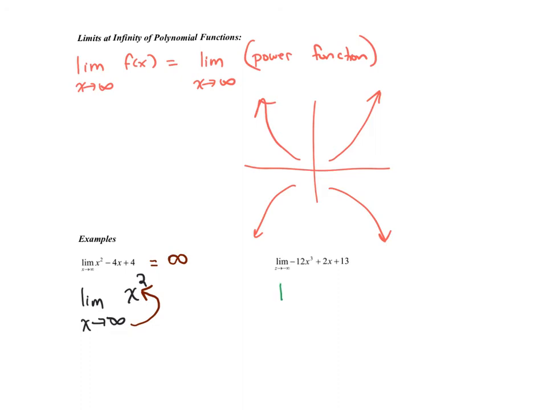If I look at this one, it says the limit as x goes to negative infinity. Now this is going to be negative 12x cubed because I just look at the leading term, the power function. So if I plug this in here, then I'm getting negative 12 times a really, really, really big negative number to the third power. Now, if I take a negative number cubed, it's still going to be negative. So negative 12 times a really big negative number is going to be a really big positive number, which we would assume would be positive infinity.